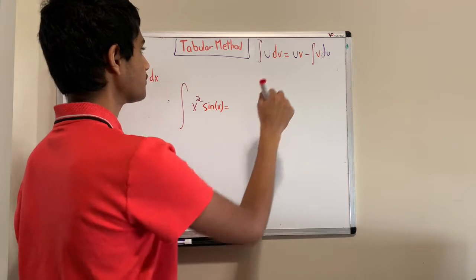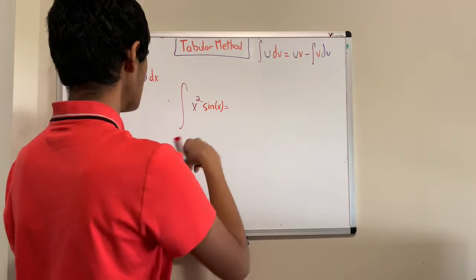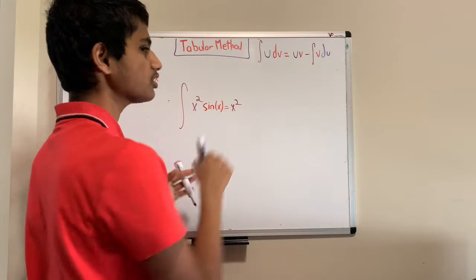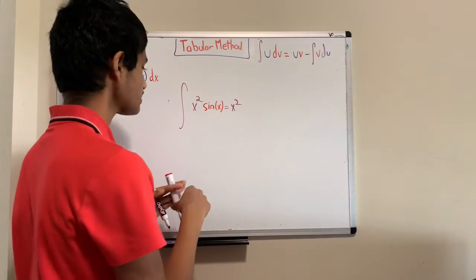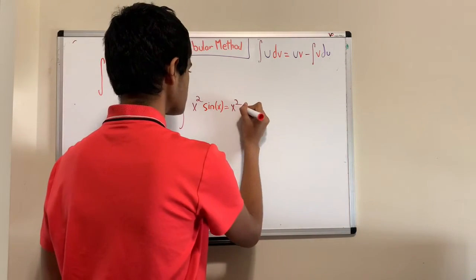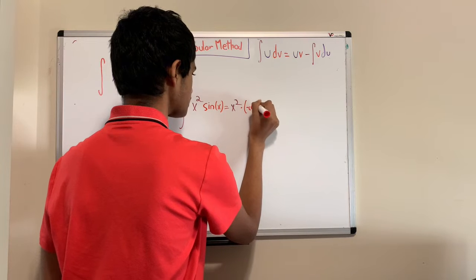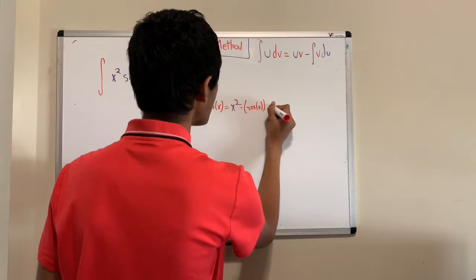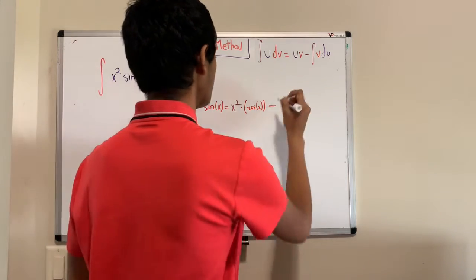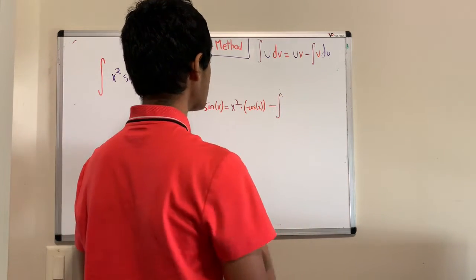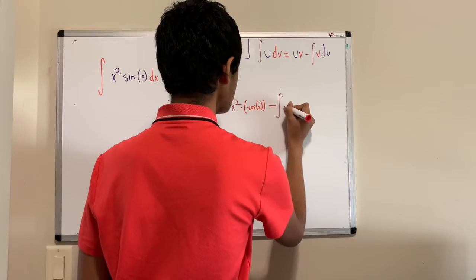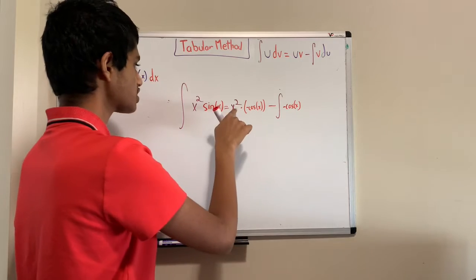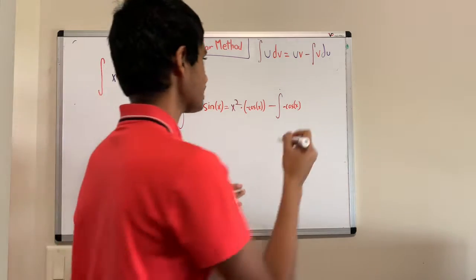And according to the formula, that's going to be the same thing as u, which in this case is x squared, and v, which is the integral of dv, and the integral of sine of x is negative cosine of x. So we're going to write negative cosine of x here. Okay, and then that's going to be minus the integral of v, which again is negative cosine of x. Sorry, just negative cosine of x. And du, which is the derivative of x squared, so that's just 2x.